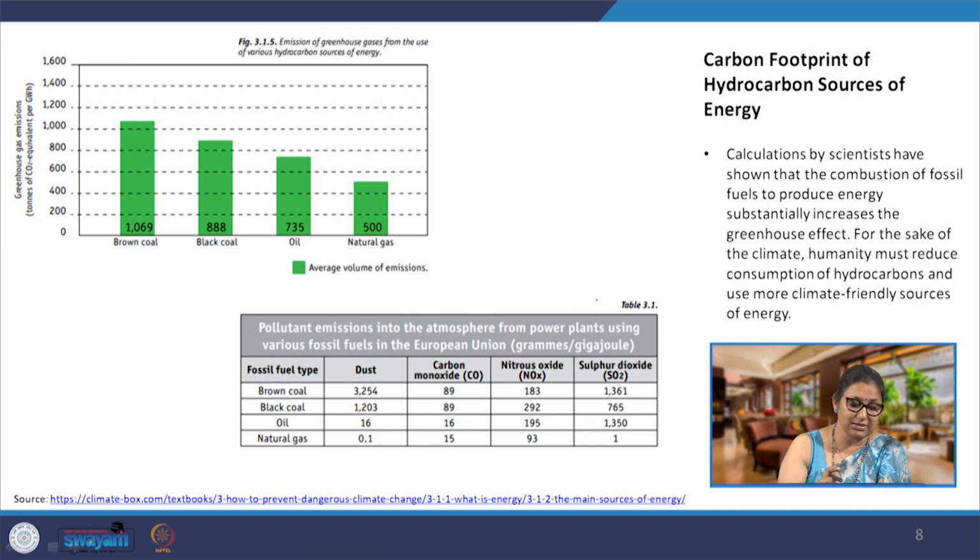So, we can clearly see that the least emissions are caused by natural gas, and that is 500 tons of carbon dioxide equivalent per gigawatt hour of electricity produced. So, we are looking at this range starting from 500 and going to approximately 1000 tons of carbon dioxide equivalent per gigawatt hour electricity produced. This is what we are looking at when we talk about the carbon emissions.